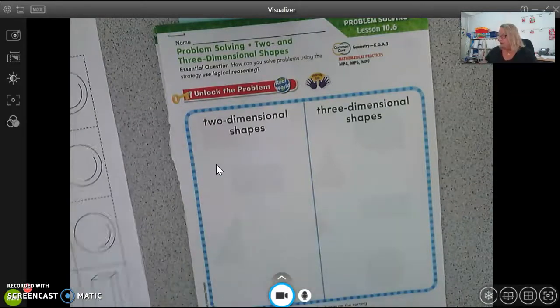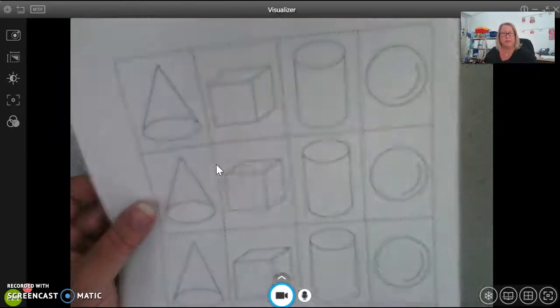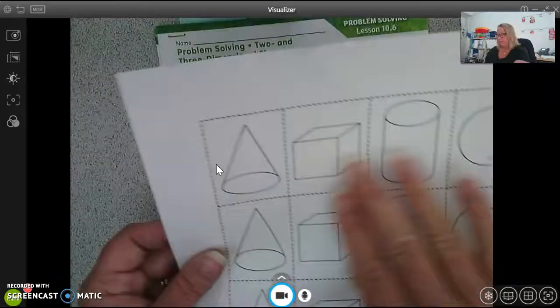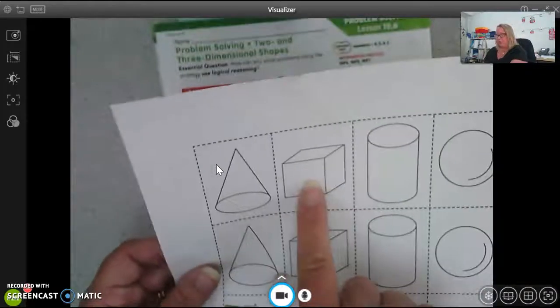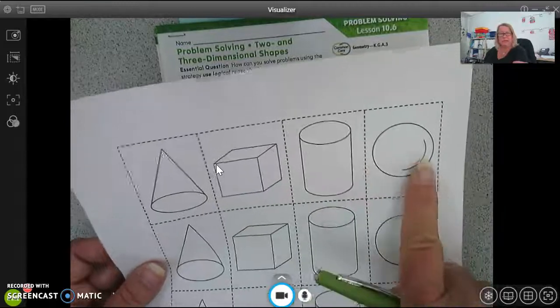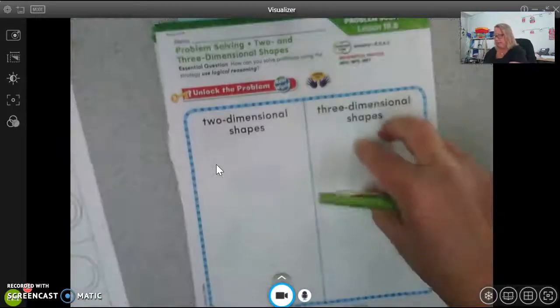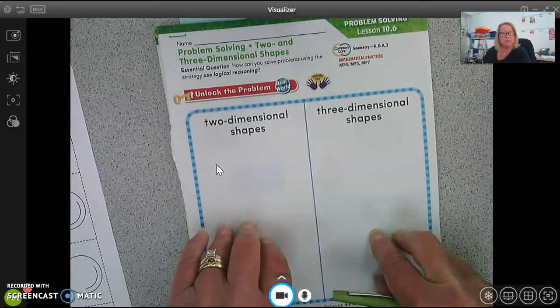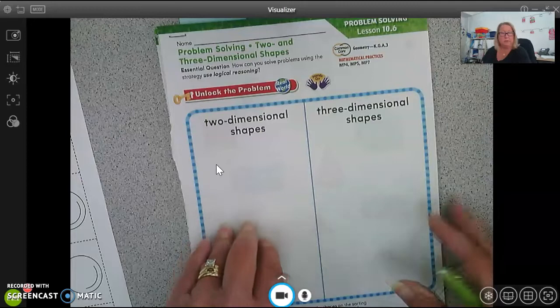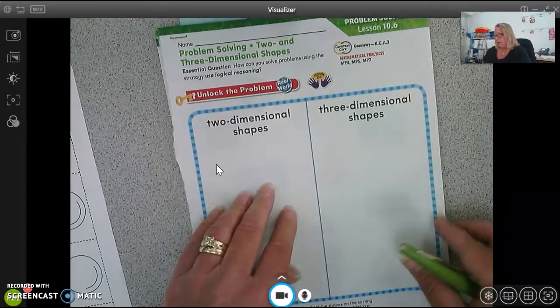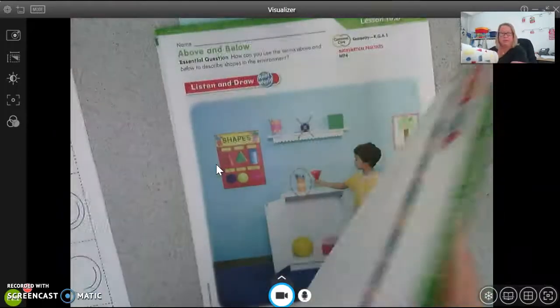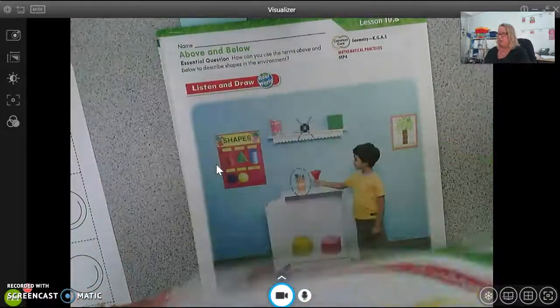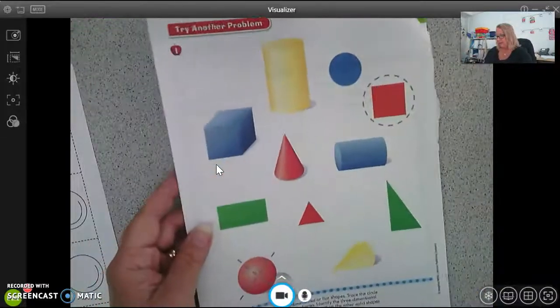Okay, so if you want to, you can just cut and paste these three-dimensional shapes, cone, cube, cylinder, and sphere, and put them over here, and then draw your two-dimensional shapes, circle, triangle, square, and rectangle on this side. So I want you to open the page up when you're done with that. If not, you can do it after our lesson or after my lesson.